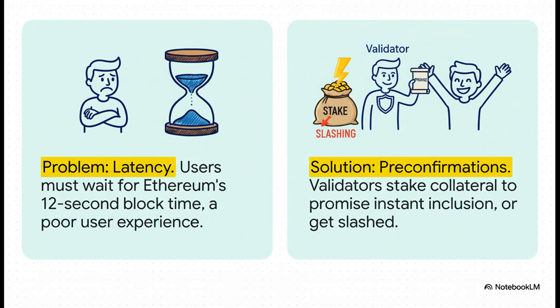Waiting 12 seconds for your transaction to be confirmed feels like an absolute eternity. But the solution is? Honestly, it's ingenious. It's called based pre-confirmations. Basically, Ethereum's own validators can put their own money on the line to give you an instant financially backed promise that your transaction will be included in the next block. If they lie, they lose their money. So you get the speed of a centralized system, but with the rock-solid security of Ethereum.